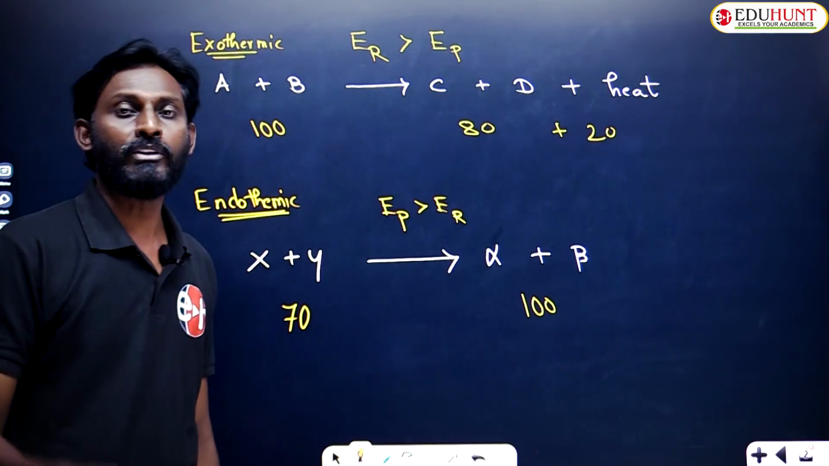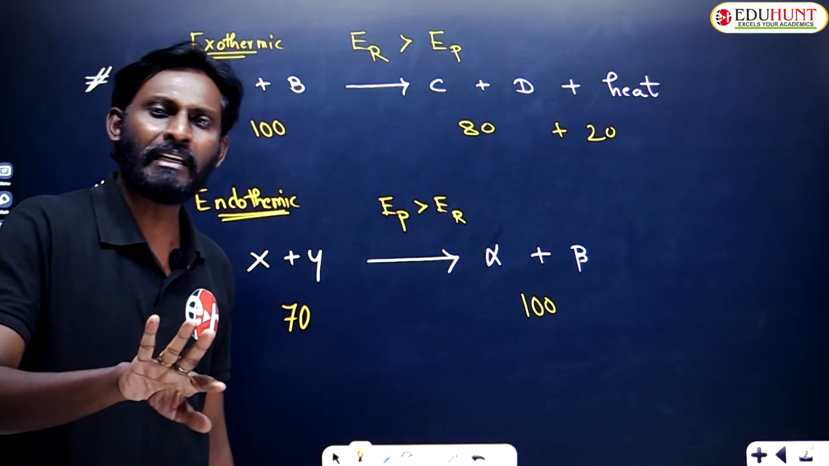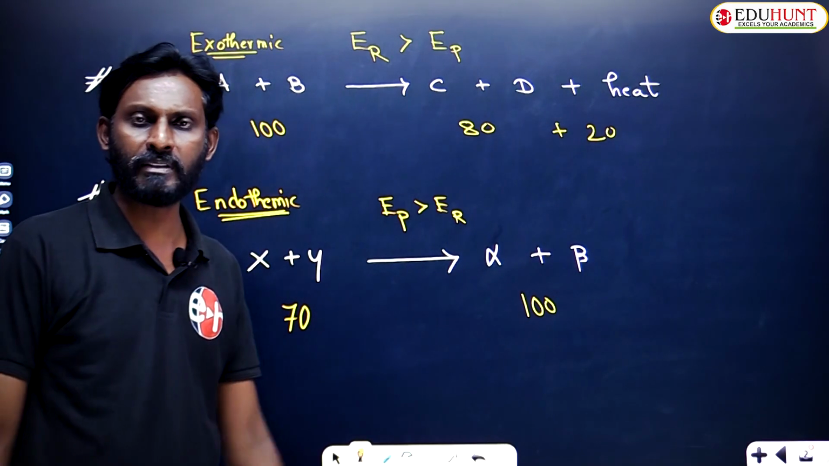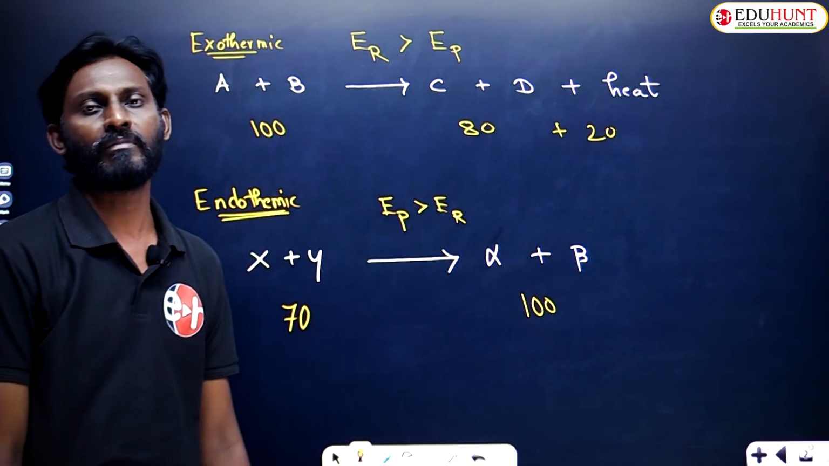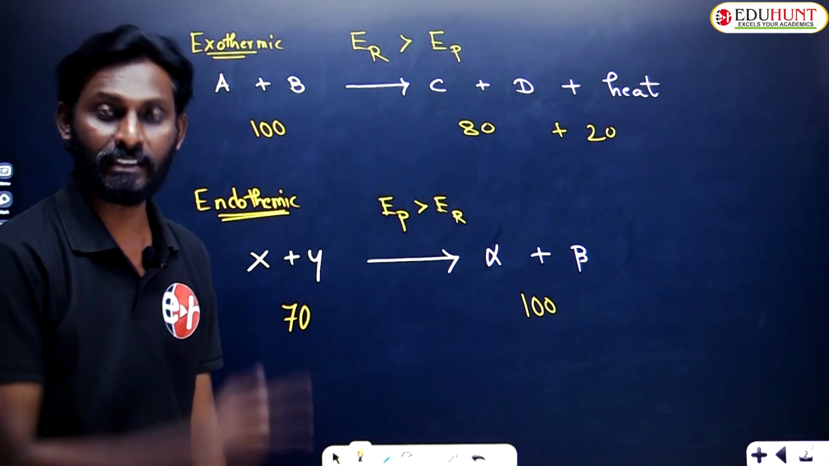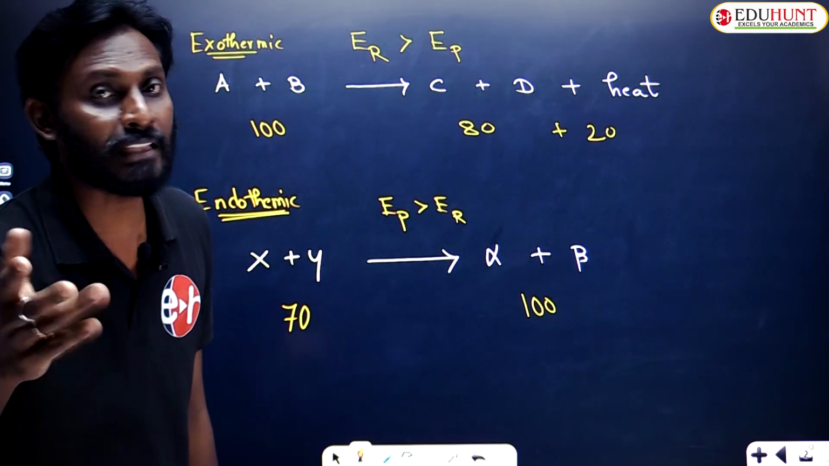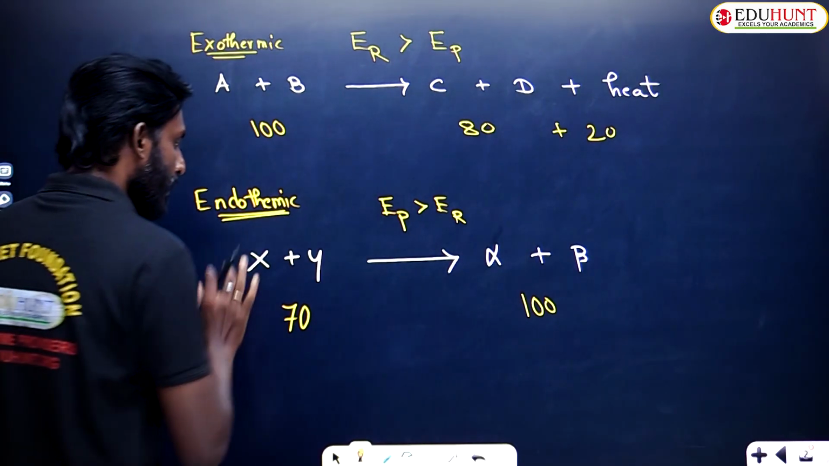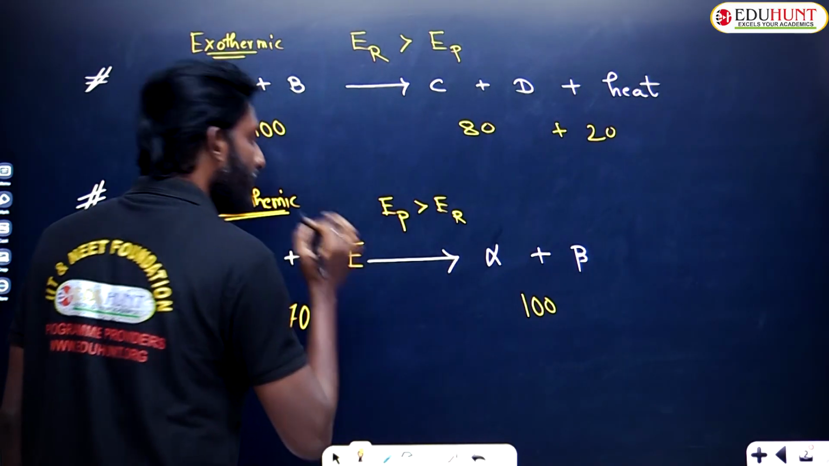You might have supplied it knowingly or unknowingly. If this reaction happened in nature, it might have absorbed energy from the atmosphere. And if you want to conduct this reaction in a laboratory, you have to supply energy, otherwise this reaction won't happen. So, X plus Y plus some amount of energy.